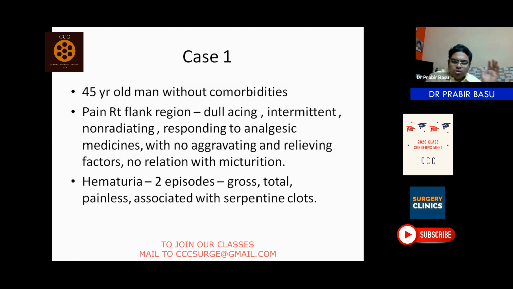So from this history, you have a middle-aged man without any comorbidities. Obviously, he has no significant occupational history. He has pain and he has hematuria. So the examiner will ask the student, what are your provisional or differential diagnoses from this first part of the history taken?